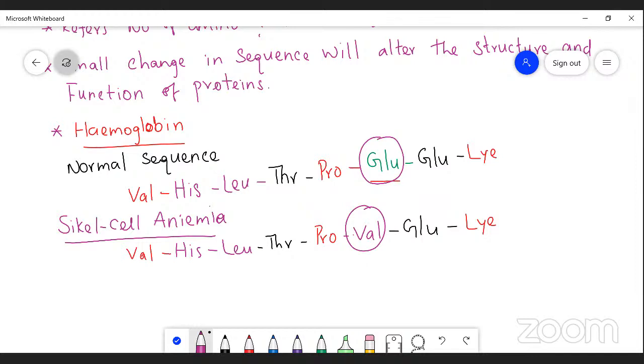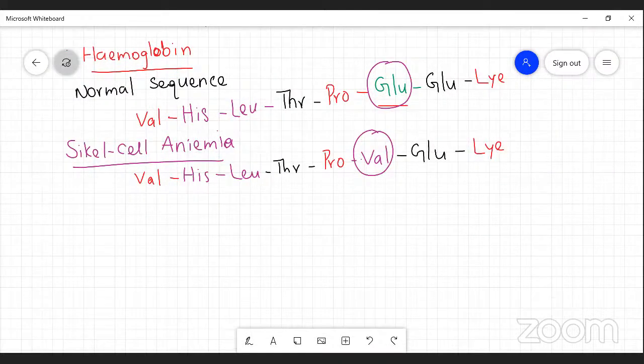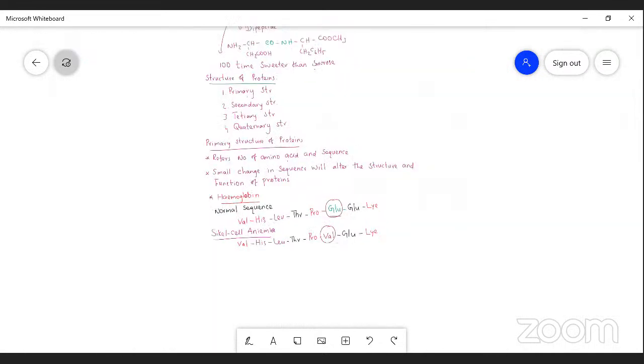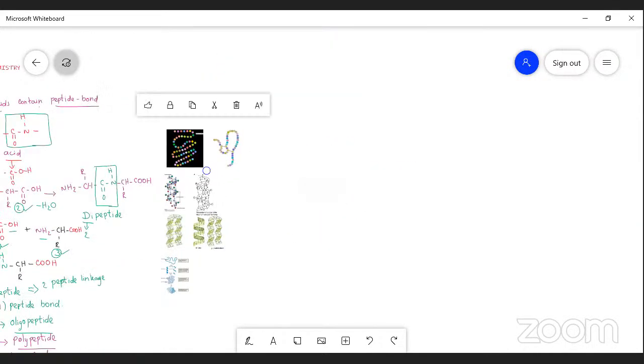So the primary structure is very, very important, and we cannot change the sequence. If you change the sequence, it alters the structure and the function of proteins. In that diagram, we are looking at the sequence of amino acids in some cases. This is the sequence of amino acids.